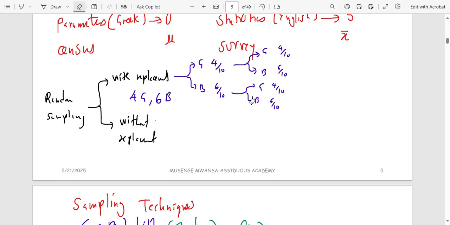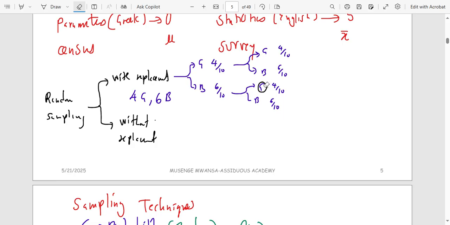If they said find the probability of picking balls of different colors, meaning green with blue or blue with green, what we're going to do is get 4 out of 10 times 6 out of 10 plus 6 out of 10 times 4 out of 10. Those are two different colors. But if they said find the probability of picking a green ball and then a blue ball, you are going to get 4 out of 10 for green and then multiply by 6 out of 10 for blue.